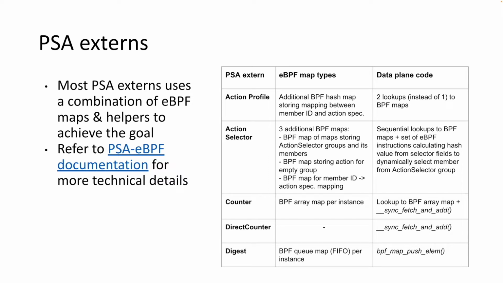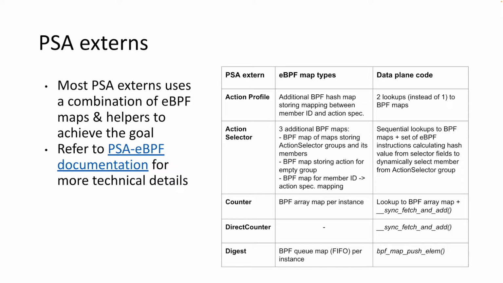The counter extern is implemented as a BPF array map, and the PSA eBPF compiler generates a separate instance of BPF array map for each counter instance. In the data plane, the counter is updated by calling the sync fetch add function that guarantees the atomicity of the operations. The direct counter does not require any additional BPF map. Instead, the direct counter state is kept inside the BPF map that implements a P4 table. In the data plane, a similar method is used to update the direct counter state.